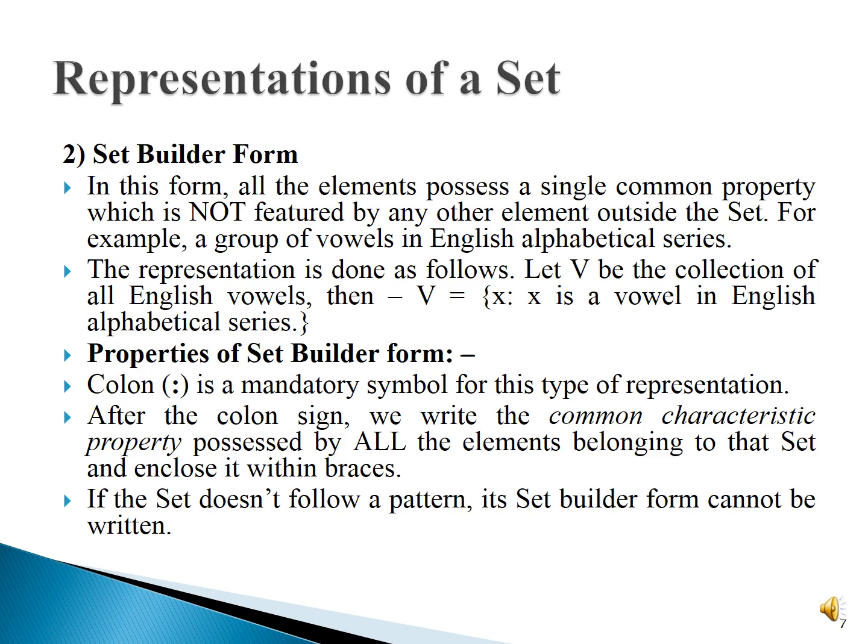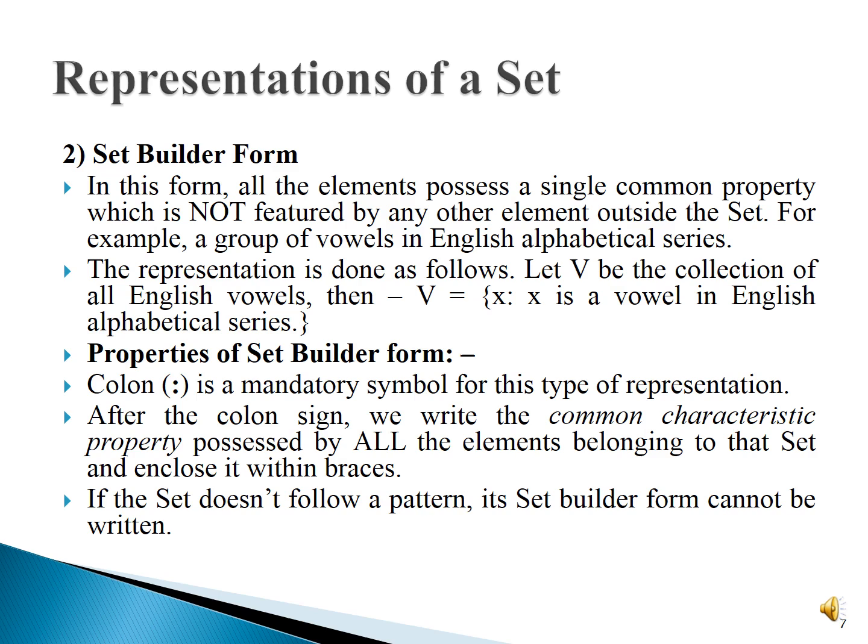The second form of representing a set is set builder form. In this form, all the elements possess a single common property which is not featured by any other element outside the set. For example, a group of vowels in the English alphabetical series. Let V be the collection of all English vowels. Then it can be written as V equals, open brace, x colon x is a vowel in the English alphabet, close brace. So in this way the set is represented in set builder form.